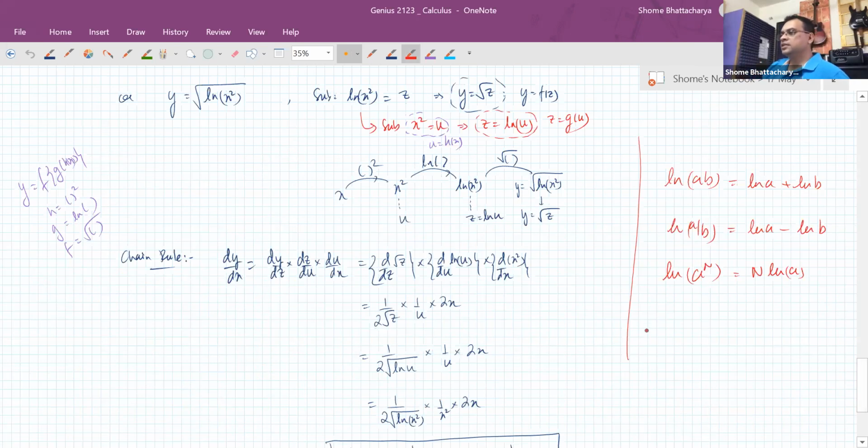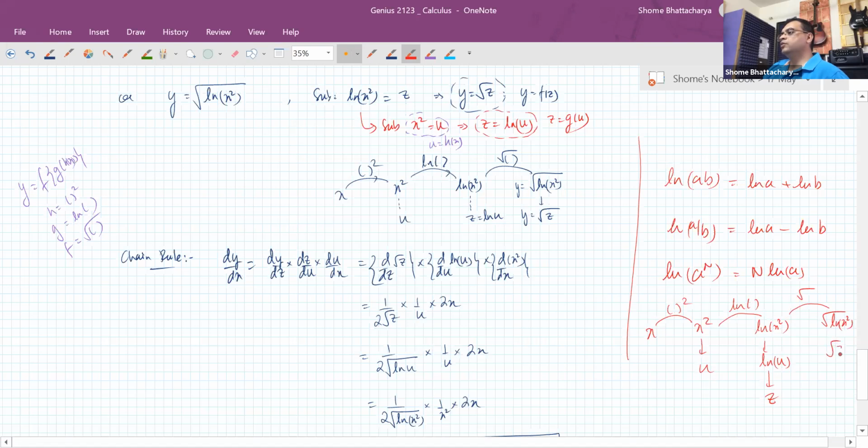So x is first converted by squaring into x square, which we take, let's say, as u. Then we are taking the ln of that, so that becomes ln of x square, or the same thing as ln of u, which we'll take as z. And then on that we are operating the square root function. So we're getting square root of ln of x square, which is basically square root of z, which is basically square root of ln of u, like this.